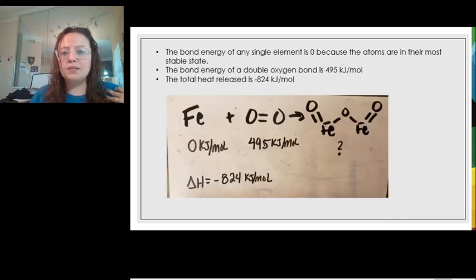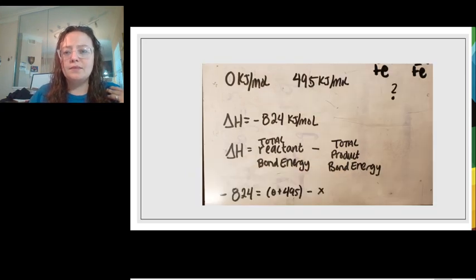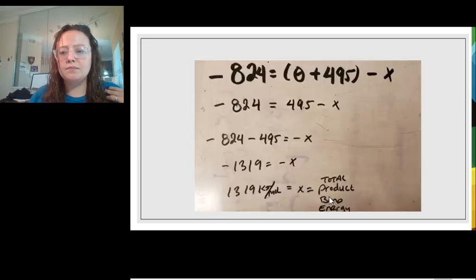Here's what it looks like in a picture. Here's the iron with 0. Oxygen gas with 495. We don't know the products. The enthalpy is negative 824. We're going to plug that into this formula right here. Enthalpy is the total bond of the reactants minus the total bonds of the products. So we get negative 824 is equal to 0 plus 495 minus x.